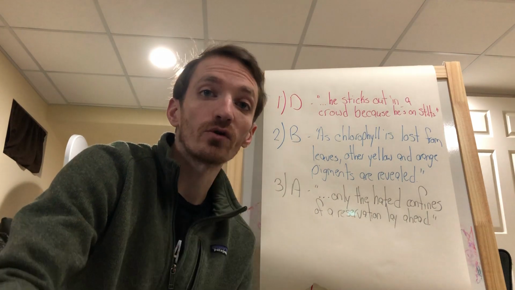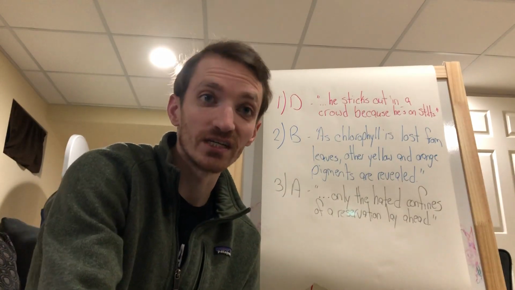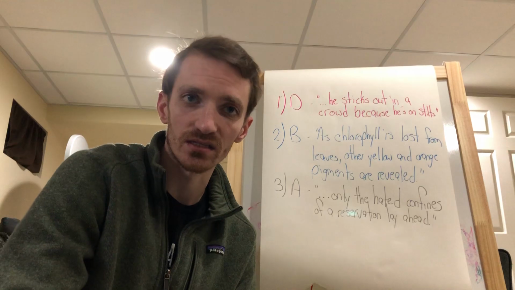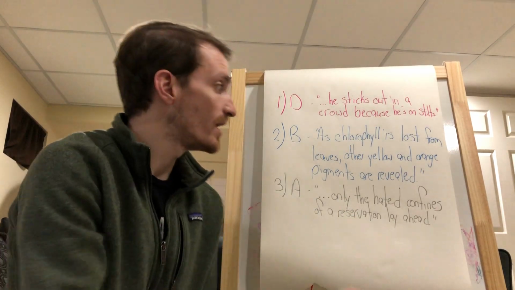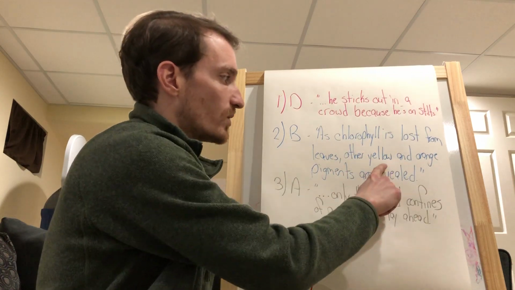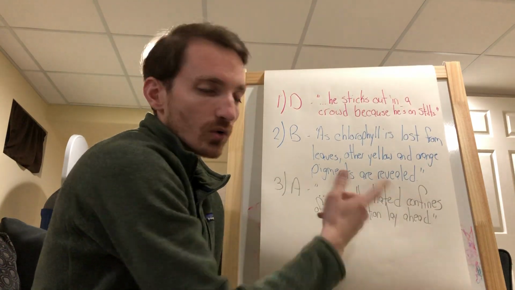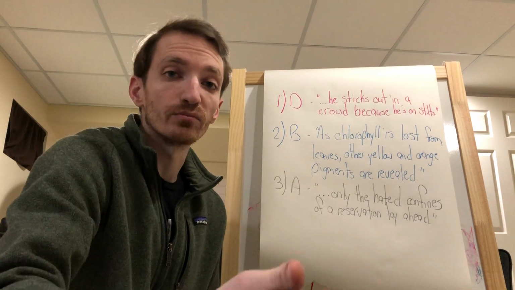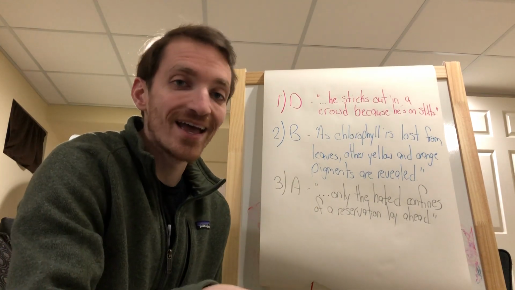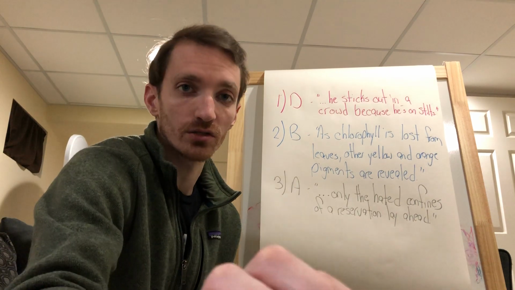The sentence before that says that chlorophyll is the green pigment in photosynthesis. So therefore, I know that chlorophyll makes the leaves green, and because it's lost, that is when the yellow and the orange pigments or colors start to come out. So B is the correct answer. Chlorophyll breaks down or goes away, and that's what makes the leaves change colors.